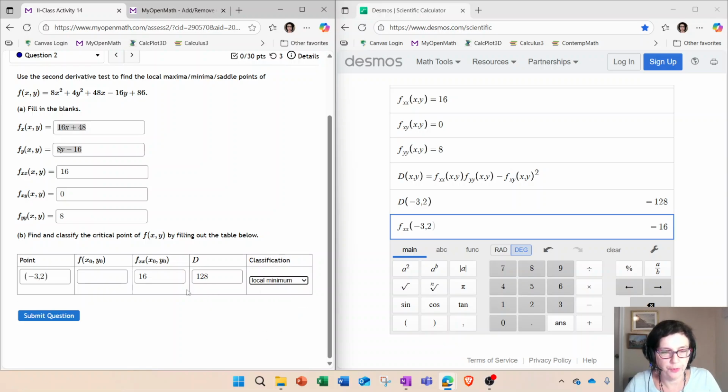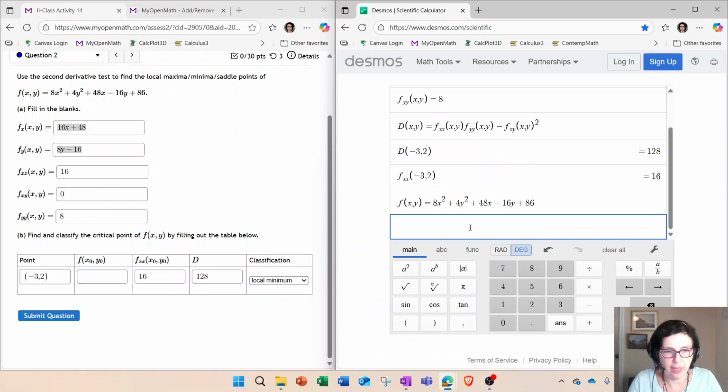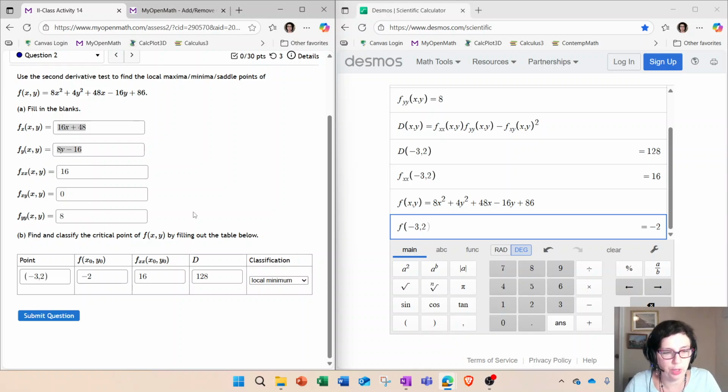And now to figure out the value, why would I want to do that? Well, you want to know what is the actual point on the graph of this surface. So you would have to plug this point into the original function. I'm just going to have to type it into Desmos because I'm not doing this in my head. So I type it, I plug in the point, and I get negative 2. So the point on the surface where the minimum occurs is (negative 3, 2, negative 2), with negative 2 as the z coordinate.